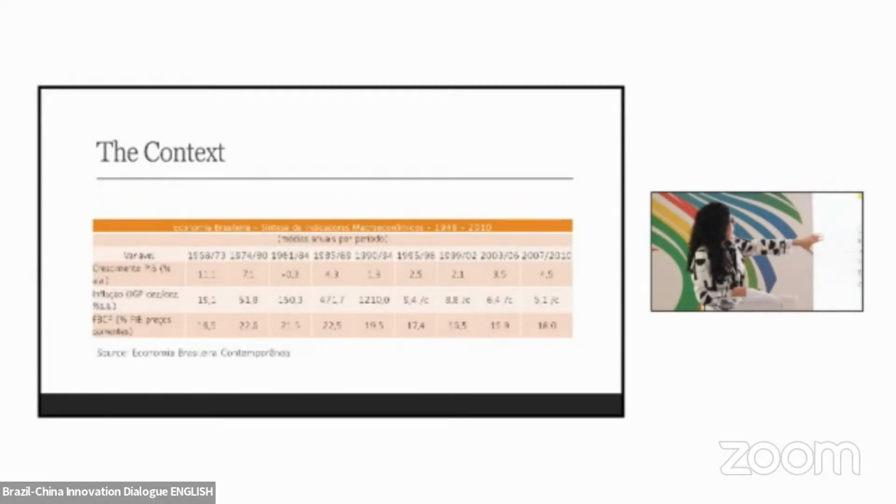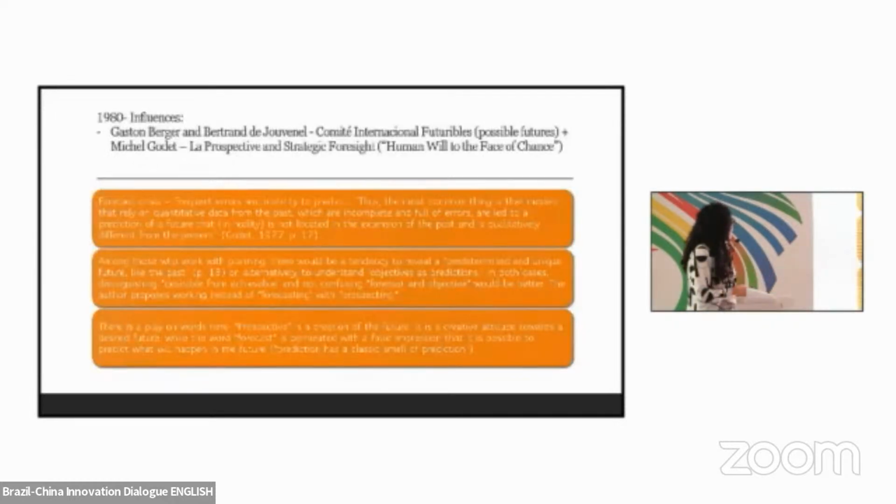So this is a context. We had a growth of 11% between 68 and 73. It falls to 7%. And then it caused the second oil shock, and different from the first one, we don't have liquidity, but we have a true crisis in the model, and we have to rethink what would be the development strategy of the country and how BNDES could reposition itself in this strategy.